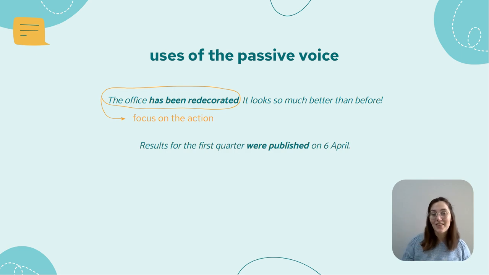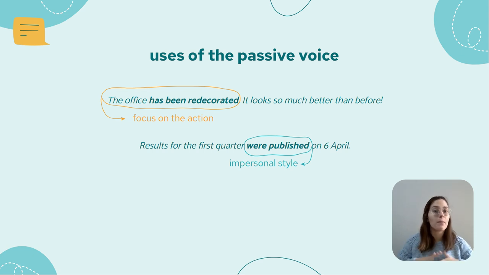So, another case, results for the first quarter were published on April the 6th. Here, I am achieving an impersonal style. Again, it may not be relevant who published the results. The important thing is the action. They were published. Usually it's not relevant or it doesn't carry much meaning. It doesn't change the meaning, or sometimes we don't even know, as I said before.